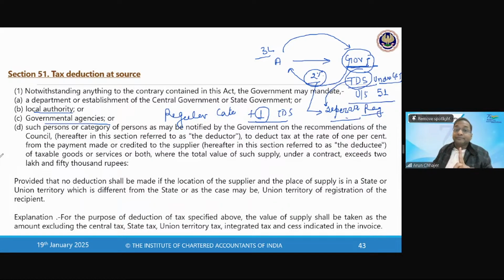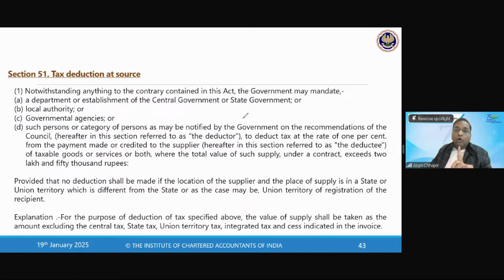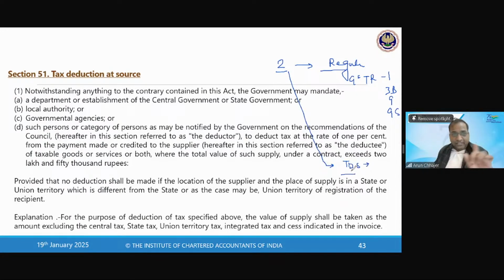It means in this case, the government will have two registrations: one regular category for which they will file GSTR 1, GSTR 3B, etc., GSTR 9, GSTR 9C. But they will take one more registration, that is TDS, for the purpose of this provision, for which they will file GSTR 7.